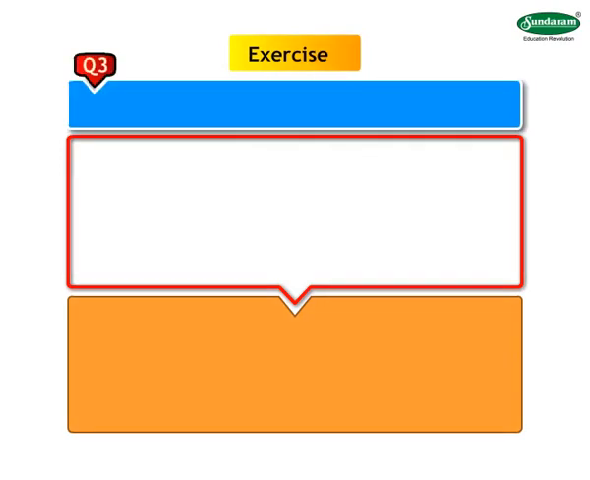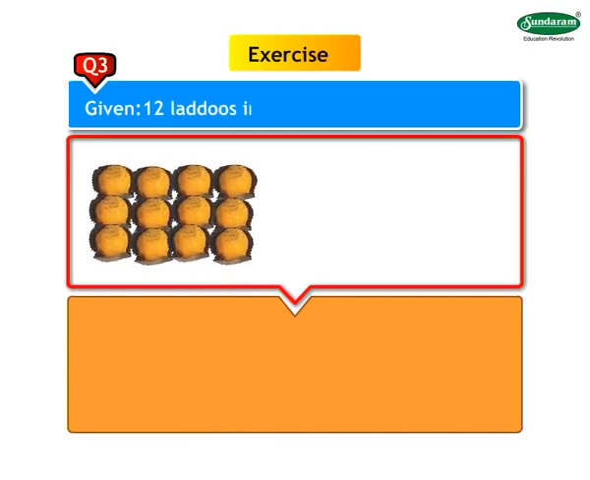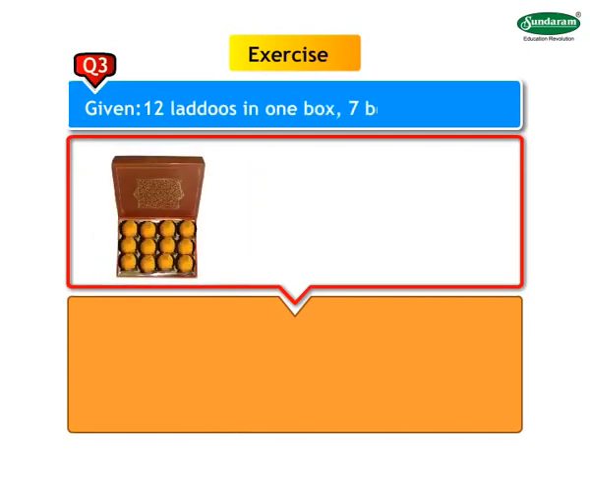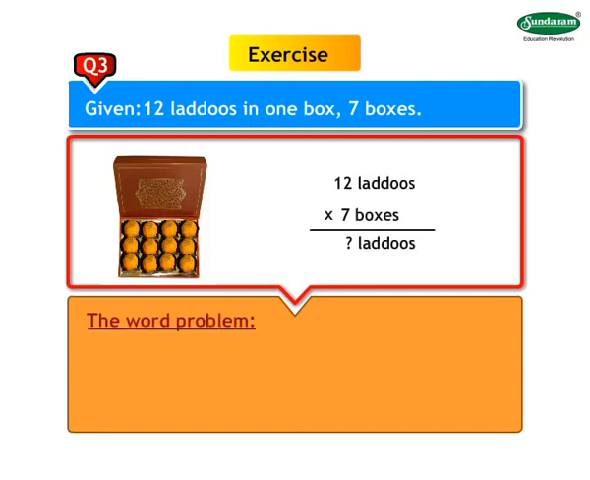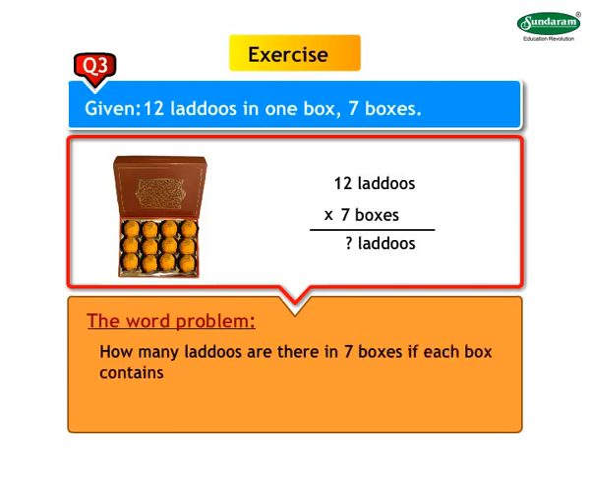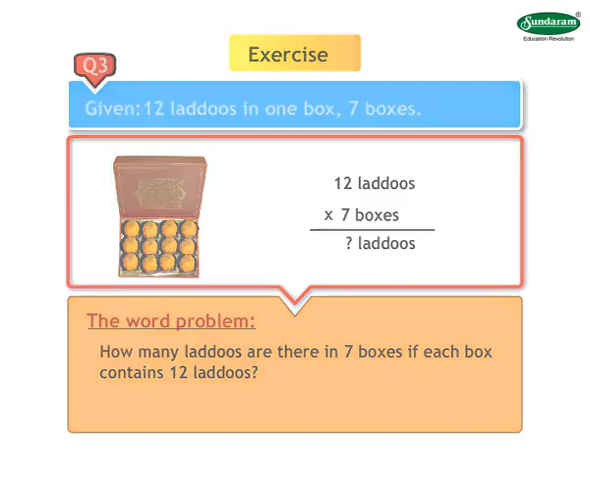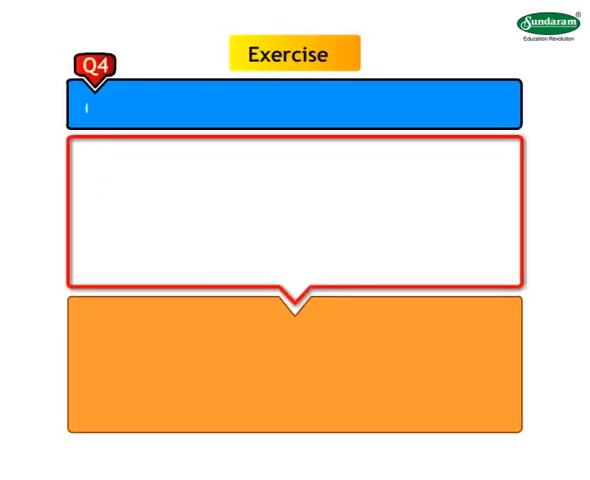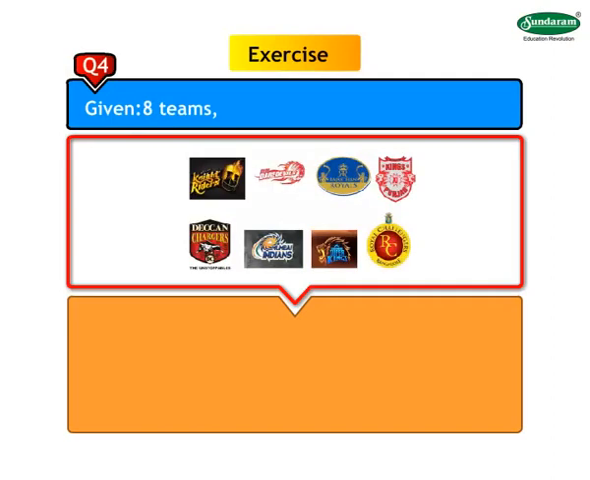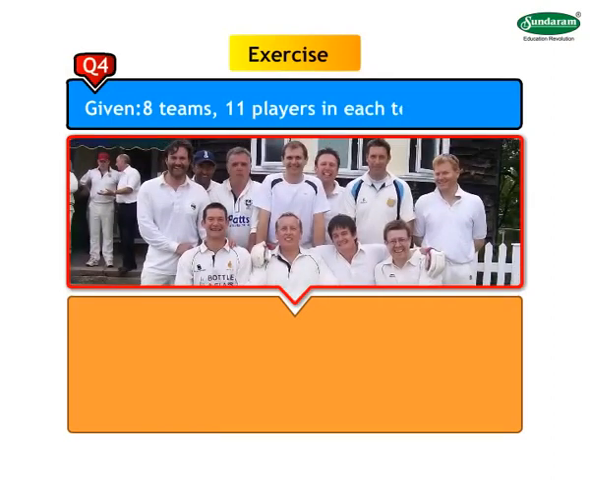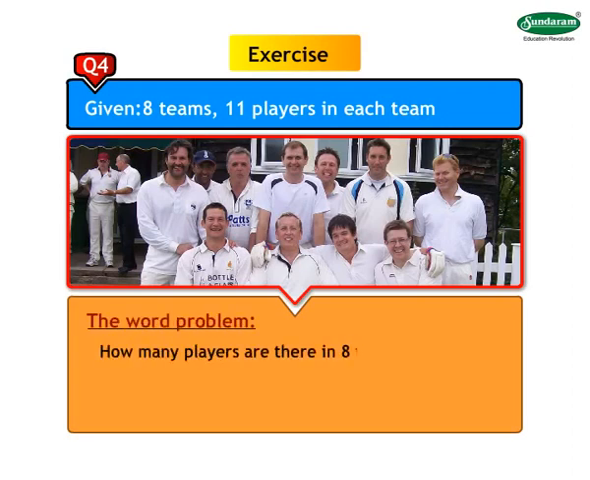Question 3. Given 12 laddus in one box, 7 boxes. Word problem. How many laddus are there in 7 boxes if each box contains 12 laddus? Question 4. Given 8 teams, 11 players in each team. Word problem. How many players are there in 8 teams if each team contains 11 players?